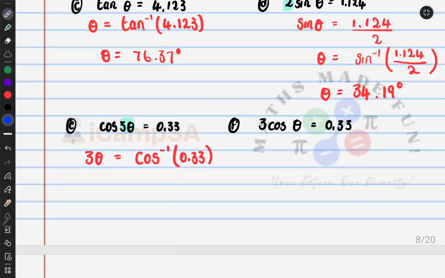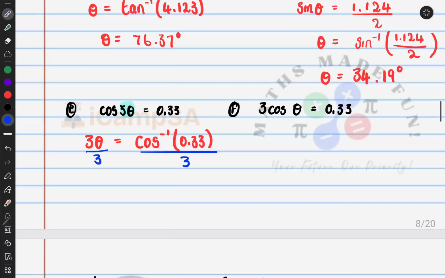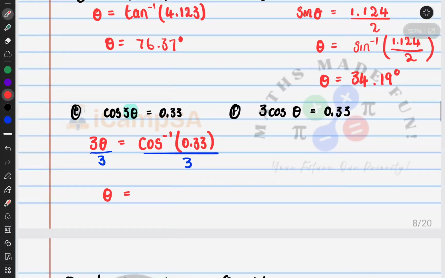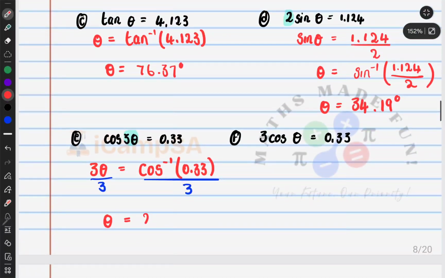Therefore we have to divide by 3 on both sides. Whatever the answer we're gonna get from cos inverse 0.33, we divide by 3. Therefore theta is gonna be the value of cos inverse 0.33 divided by 3. The answer is 23.57 degrees. That is the answer.